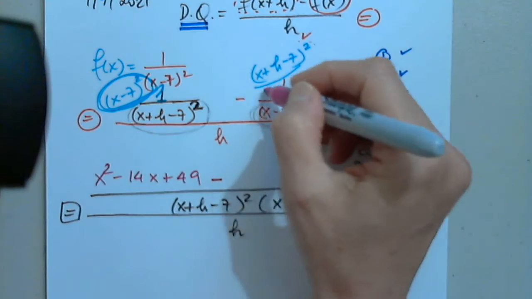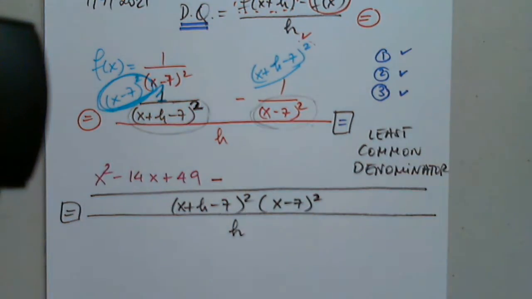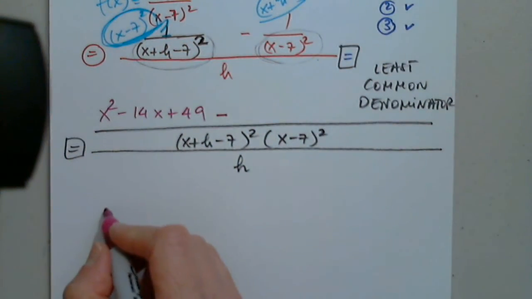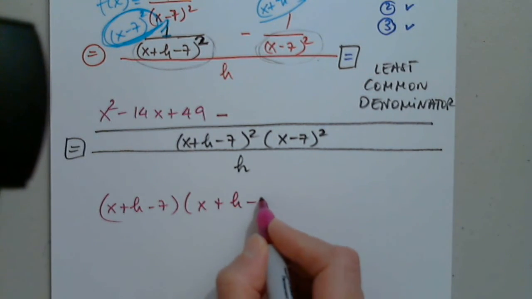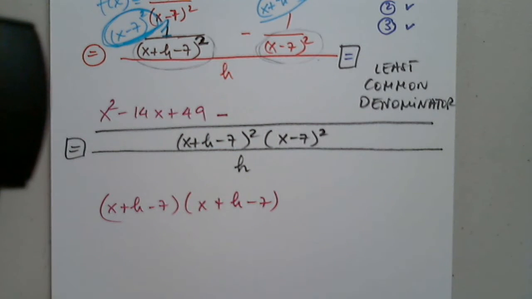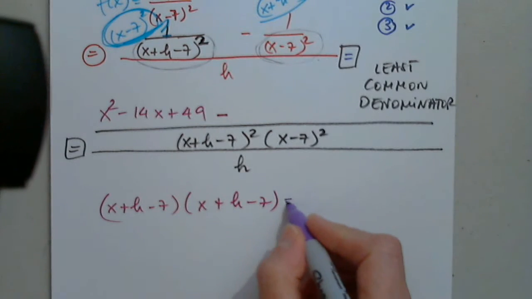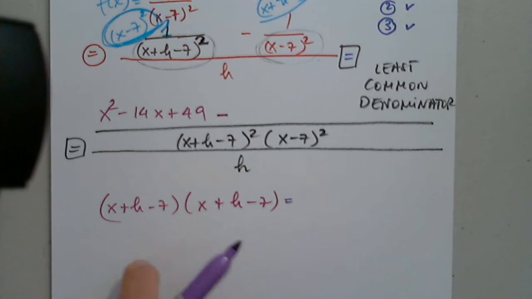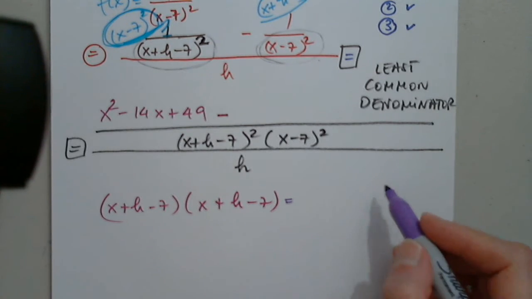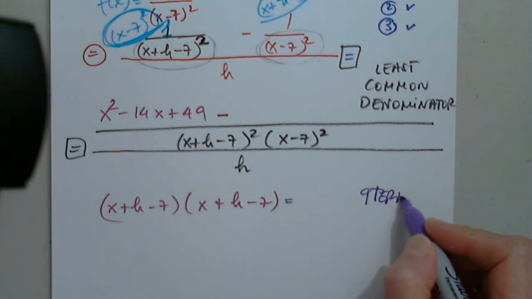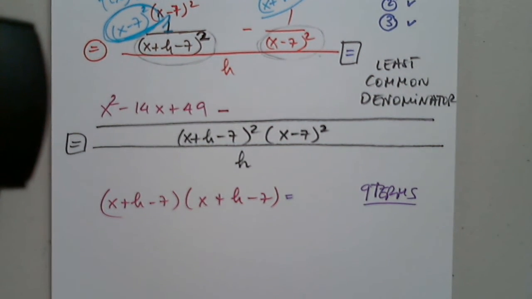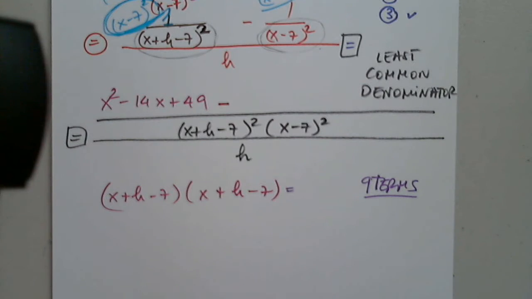Now, this is not a binomial. So let's take it on the side. So I have x plus h minus 7 multiplied by x plus h minus 7. I don't have a formula for this. So here we have to follow h distributed to these 3 terms, h distributed to these 3 terms, negative 7 distributed to these 3 terms. Initially, we have to have 9 terms. We'll see if they simplify a little bit. If not, 9 terms then.